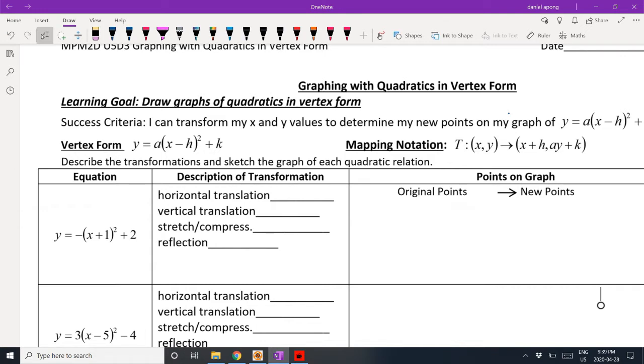Let's list our variables here. So a is equal to negative 1. Our h is also going to be equal to negative 1. Remember the double negative sign, so negative 1 is going to look like a plus 1 within the relationship here. And k is equal to 2. So what does this mean? There's going to be a horizontal translation of 1 unit left from our h value. Our vertical translation is going to be 2 units up.